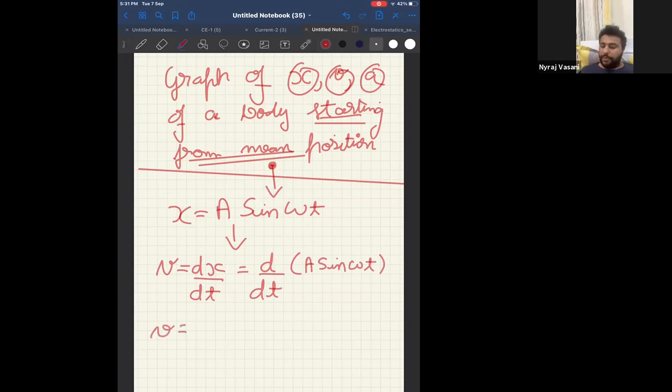So tell me, what will v be equal to? A is constant, it will come out. Now the differentiation of sine omega t is cos omega t into omega, because differentiation of sine something is cos something into differentiation of that something. Therefore, can I say my velocity is A omega cos omega t? So tell me whether this much is clear.